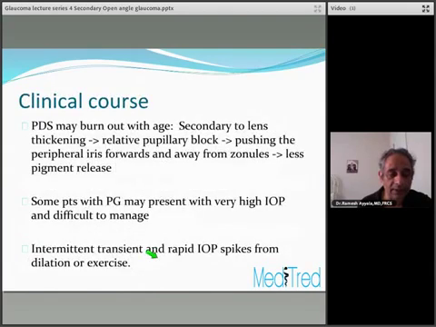The iris chafing. So the clinical course of these patients: pigment dispersion syndrome may burn out with age. And how does this happen?